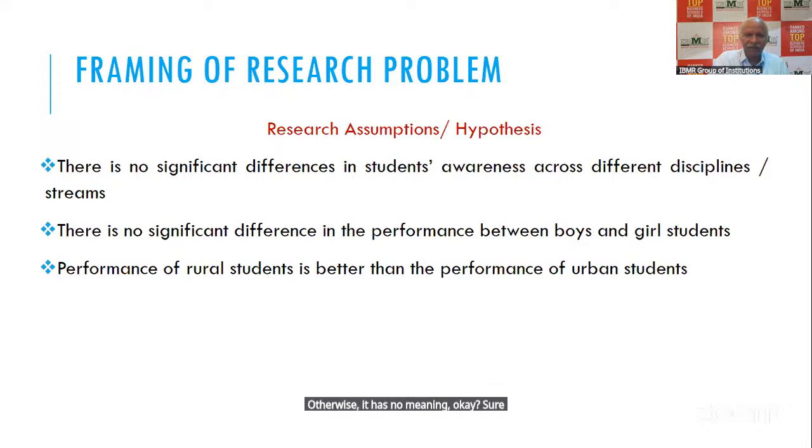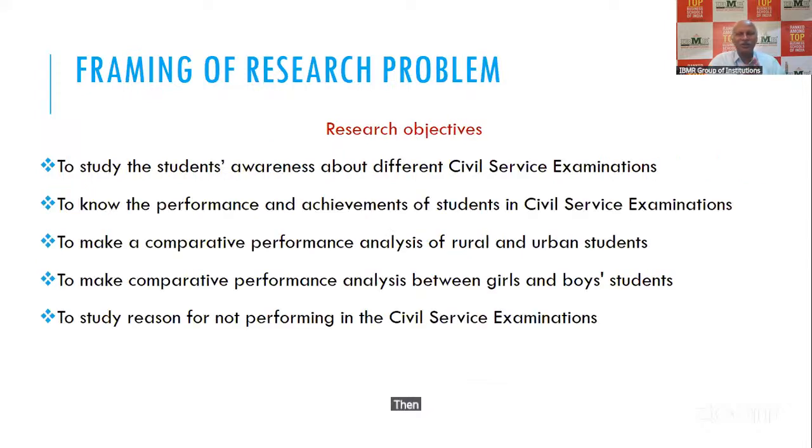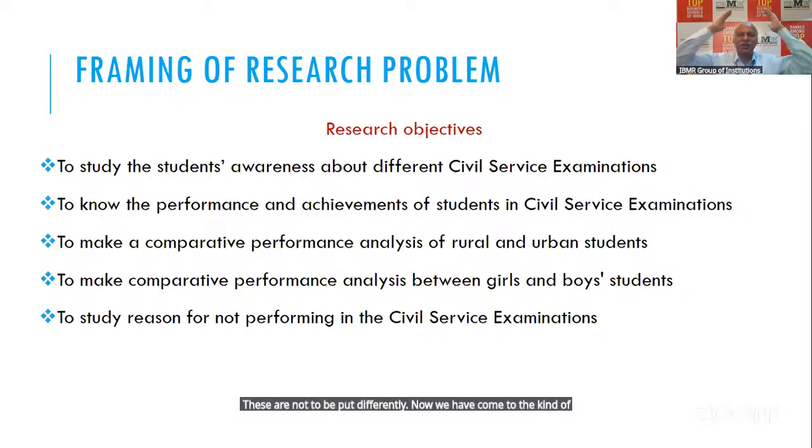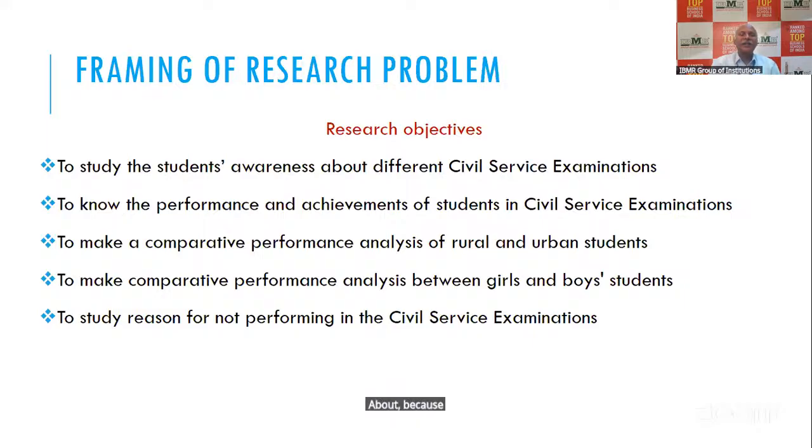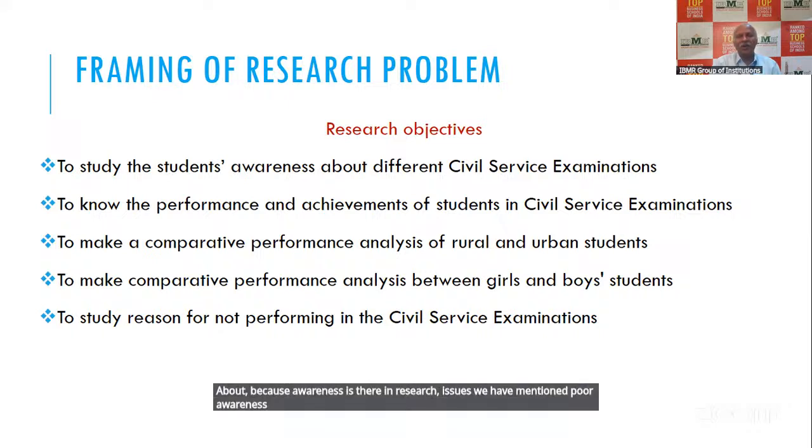Sure, we'll go ahead. Then research objectives. Now, in research objectives, again, hypothesis should be reflected. These are not to be put differently. Now we have come to the research objectives we have formulated. Based on the hypothesis, we have formulated research objectives. First one, to study the students' awareness about, because awareness is there in research issues. We have mentioned poor awareness. Students are not aware.